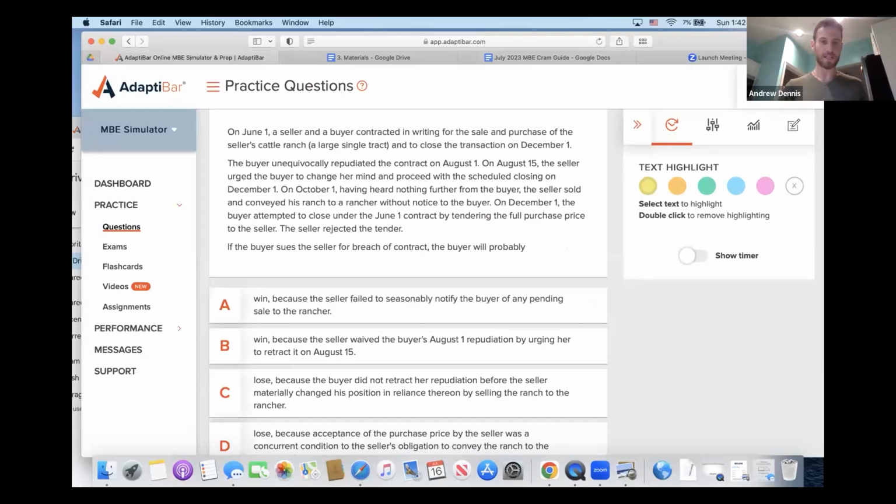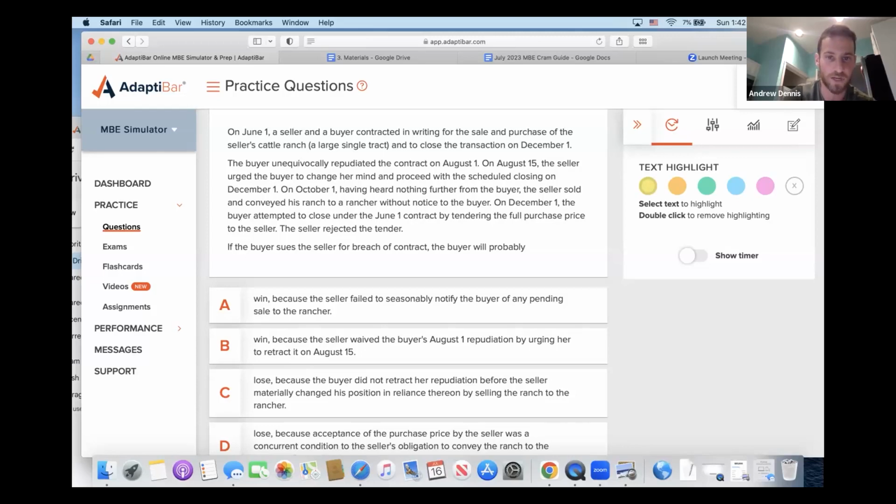On June 1st, a seller and a buyer contracted in writing for the sale and purchase of the seller's cattle ranch, a large single tract, and to close the transaction on December 1st. The buyer unequivocally repudiated the contract on August 1st. On August 15th, the seller urged the buyer to change her mind and proceed with the scheduled closing on December 1st. On October 1st, having heard nothing from the buyer, the seller sold and conveyed his ranch to a rancher without notice to the buyer. On December 1st, the buyer attempted to close under the June 1st contract, tendering the full purchase price to the seller. The seller rejected the tender.